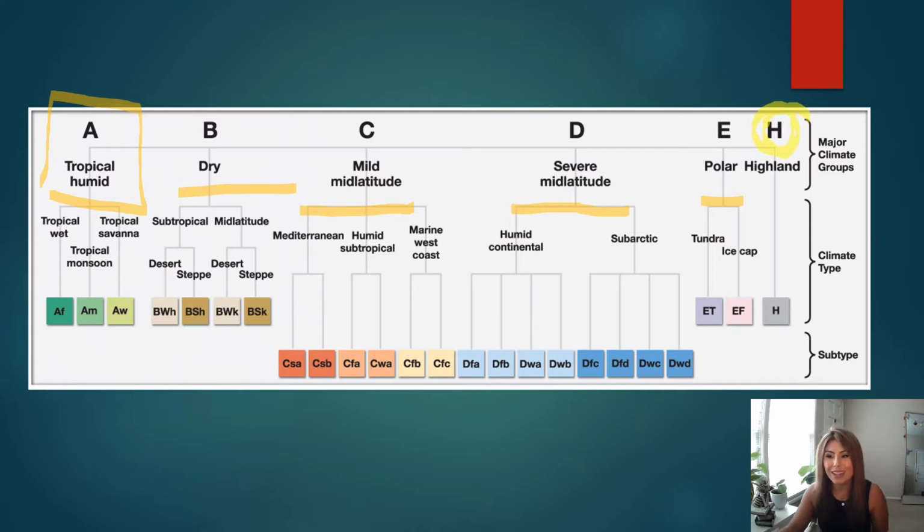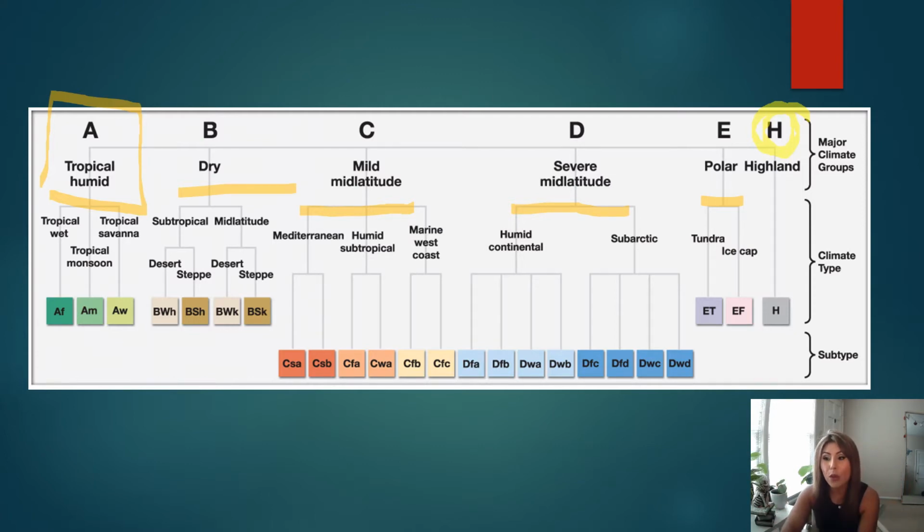Mild mid-latitude. Mid-latitudes are not going to be those high latitudes in the poles or the Arctic or Antarctic. It's going to be in the middle, that sweet spot. Not the tropics, and not those high latitudes. So mid-latitudes. There's mild, and then there's severe. Severe mid-latitudes are going to be much colder than your mild mid-latitudes. So that basically is your breakdown of your climate zones.